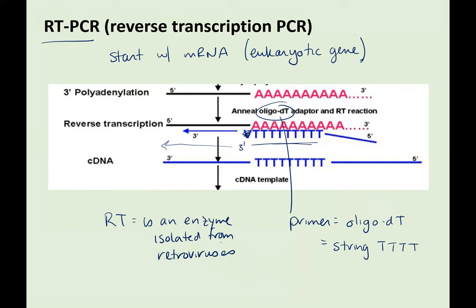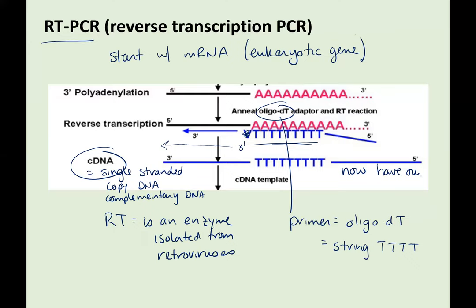And reverse transcription copies and makes what we call cDNA. So cDNA is single-stranded. Some call it copy DNA, so it's a copy of the RNA. Some call it complementary DNA. But now we have our gene as a DNA sequence. So we've taken our mRNA and we've copied it by reverse transcription to DNA. And now we can go through all of our steps of gene cloning.